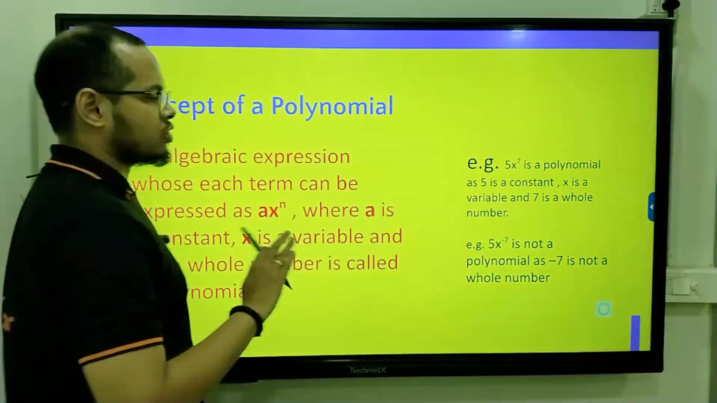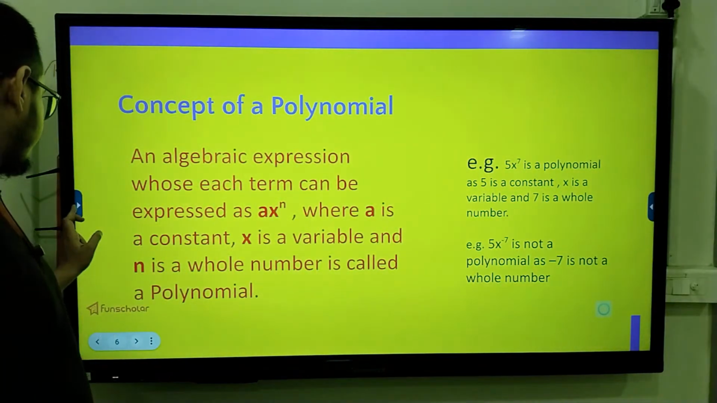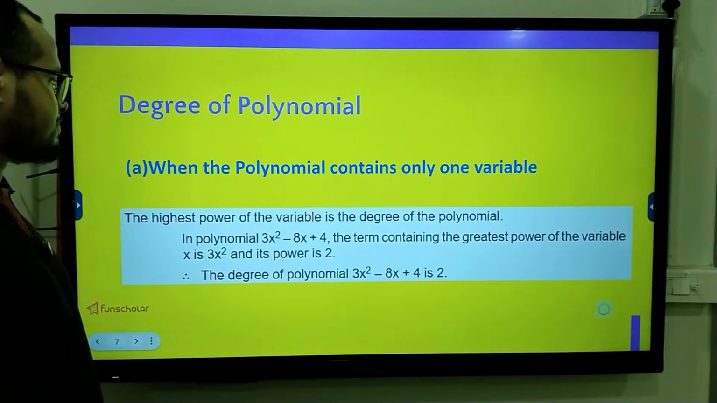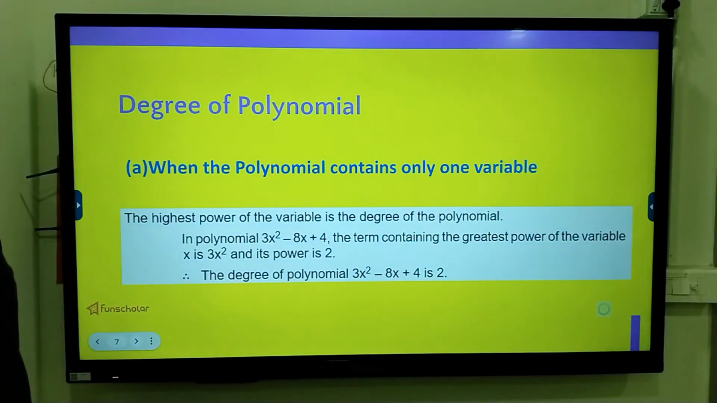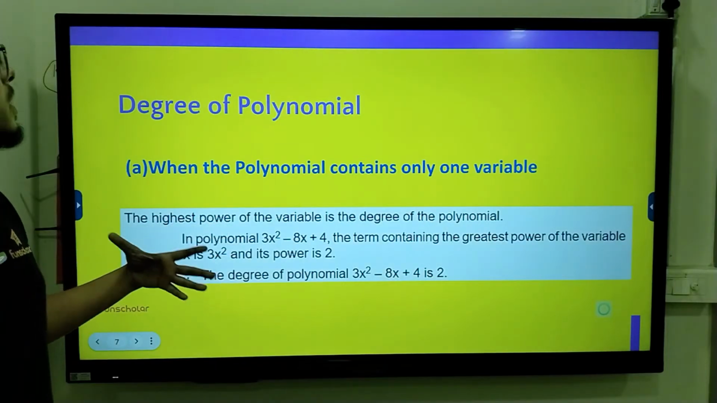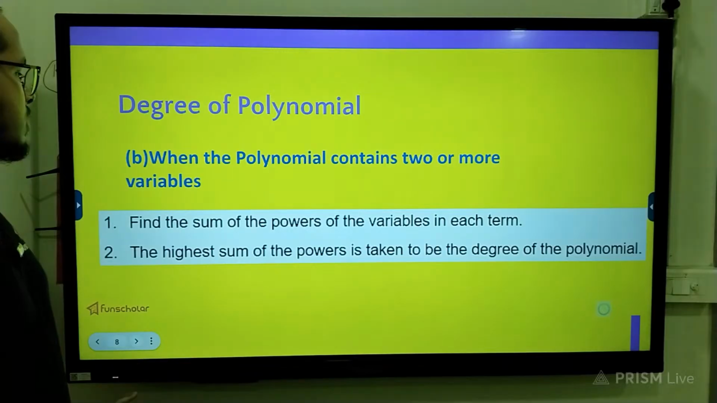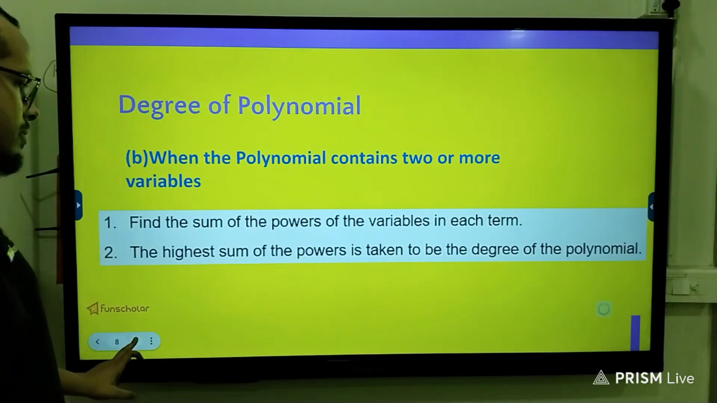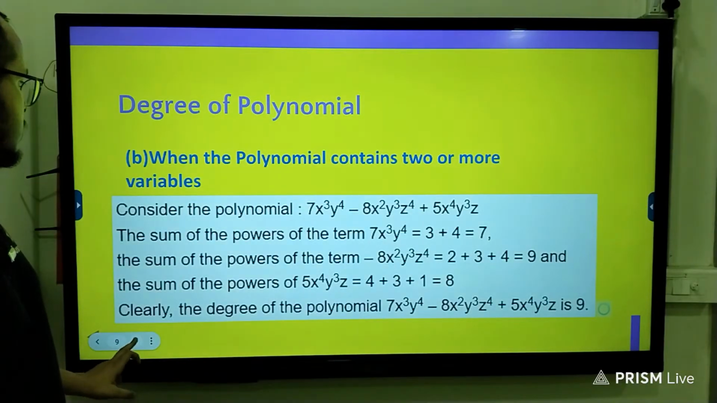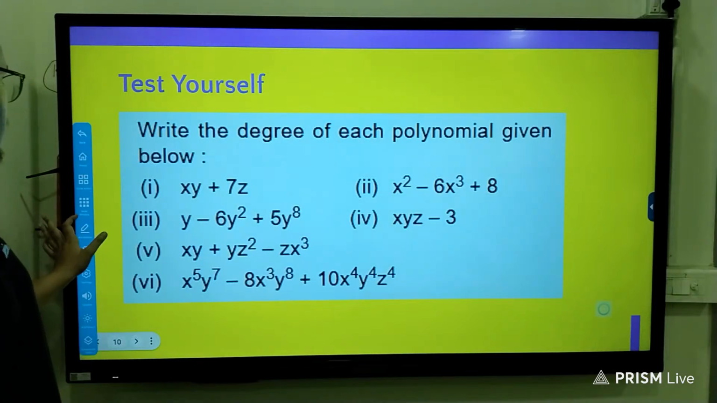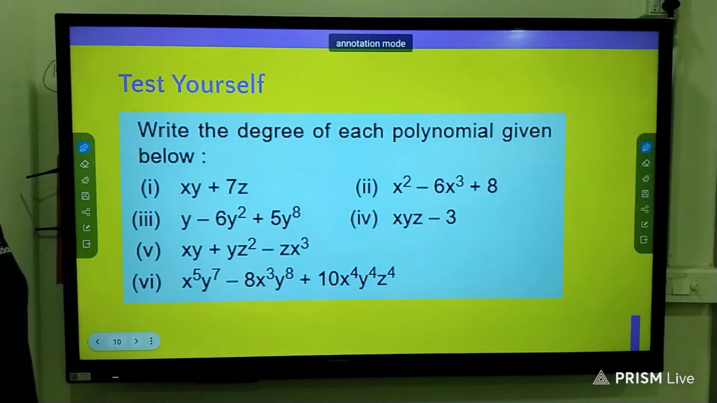That is the reason why it is not called a polynomial. Okay, let's continue. When a polynomial contains only one variable. So here we'll be understanding what is the degree of a polynomial. Let's head straight into degree. Let me find the highest power. Let's use examples and find out what is the degree of a polynomial.